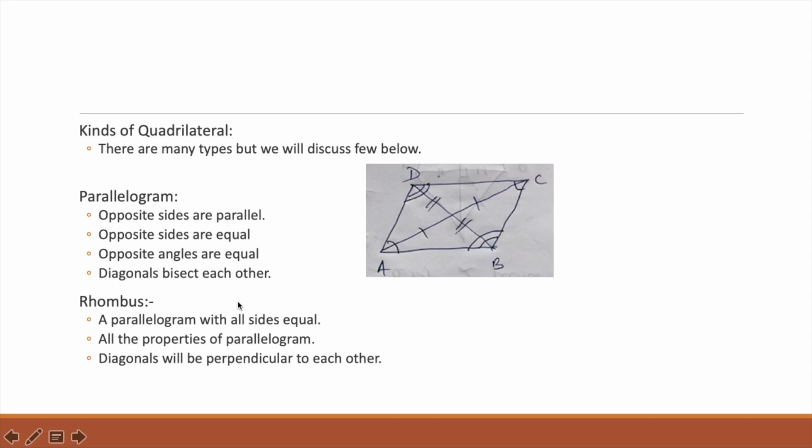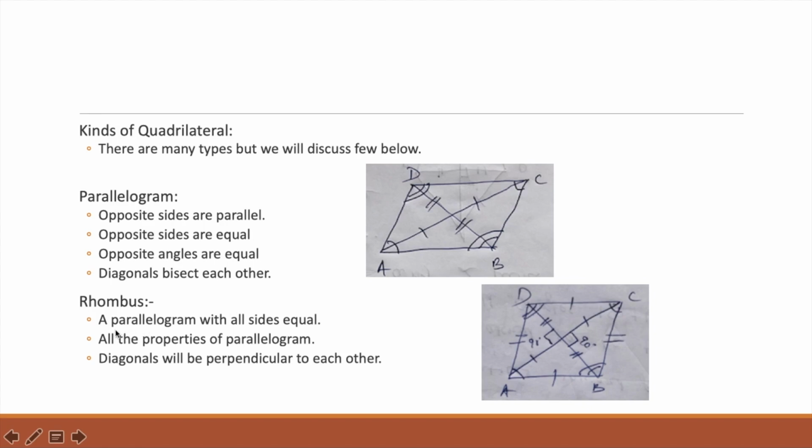Now let's come to rhombus. What is a rhombus? Rhombus is a parallelogram with all sides equal. So here we are seeing it is just saying this side equal to this side, but effectively all sides are equal. It should be having double dots and all over.